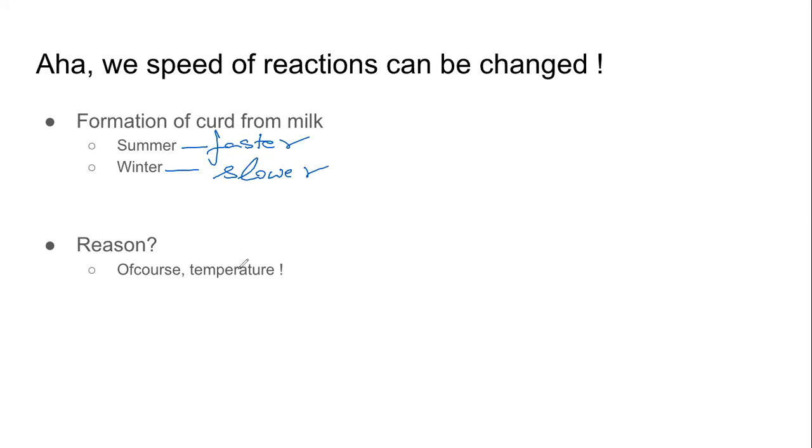And of course, what is the difference? Why is the speed of this reaction changing from season to season? What is the difference between summer and winter? Mainly, it is the temperature. Now you connect what is happening to the temperature in different seasons and what is happening to the speed of formation of curd from milk. What can you say? Temperature is directly proportional to the speed of this reaction.